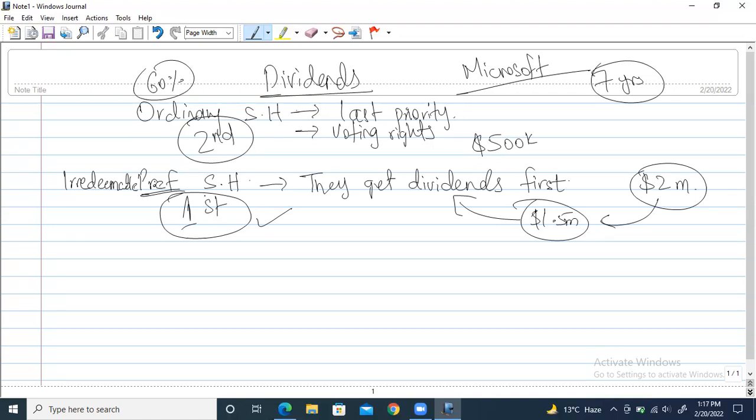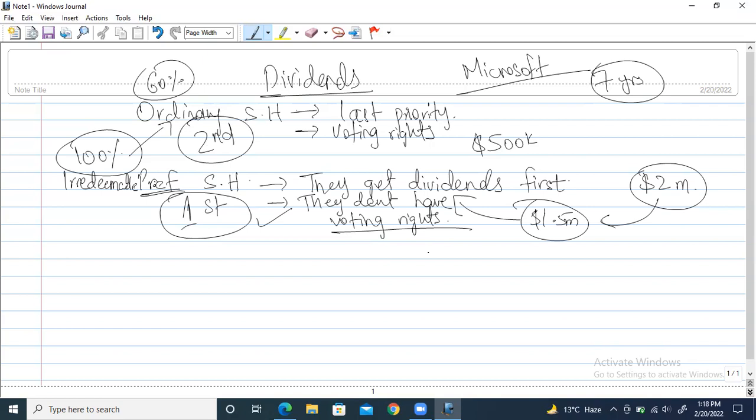But the problem with preference shareholders: the advantage is that yes, they get the dividends first, but the disadvantage is that they don't get the voting rights. This means if I go to the share market right now and purchase even 100% of the company's preference shares, I will not be entitled to making decisions in that company, because my perspective will not be heard. I don't have the voting rights, because these are preference shares. But if these 100% were ordinary shares, then I would have the voting rights.